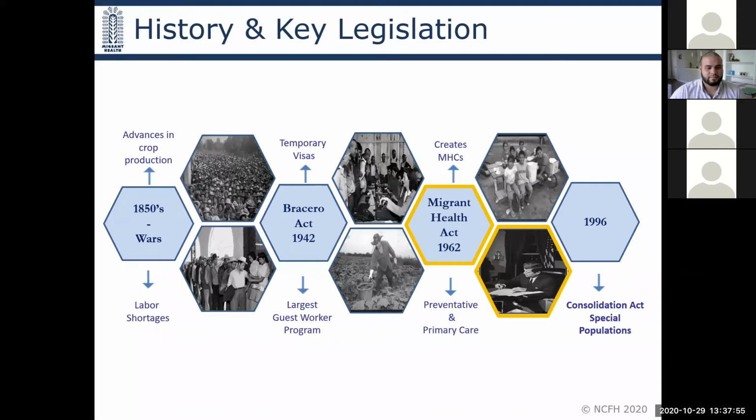Moving forward, by 1962, we had many ag workers in the fields. Conditions were harsh. They were experiencing low pay and little access to care. So President John F. Kennedy signed the Migrant Health Act, also known as Public Health Service Act Section 329. That authorized funds to create a small number of migrant health centers to provide preventative and primary health care services to the ag worker population.